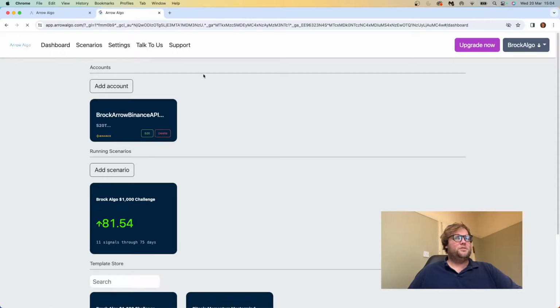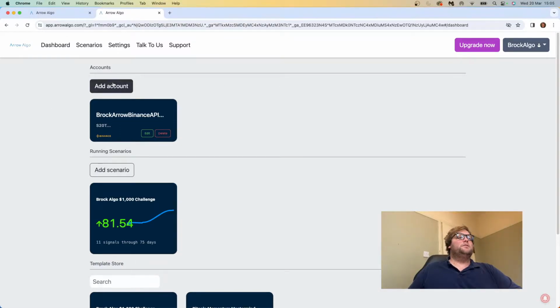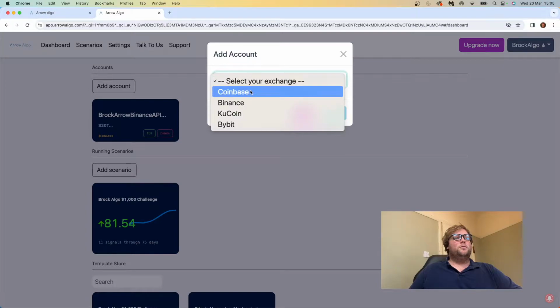So when you log into the screen, the first thing you'll come across is a dashboard. For the user journey, we would expect users to hold an account with the likes of Coinbase or Binance or whatever your preferred exchange is. At the moment, we support Binance, KuCoin, Bybit and Coinbase.